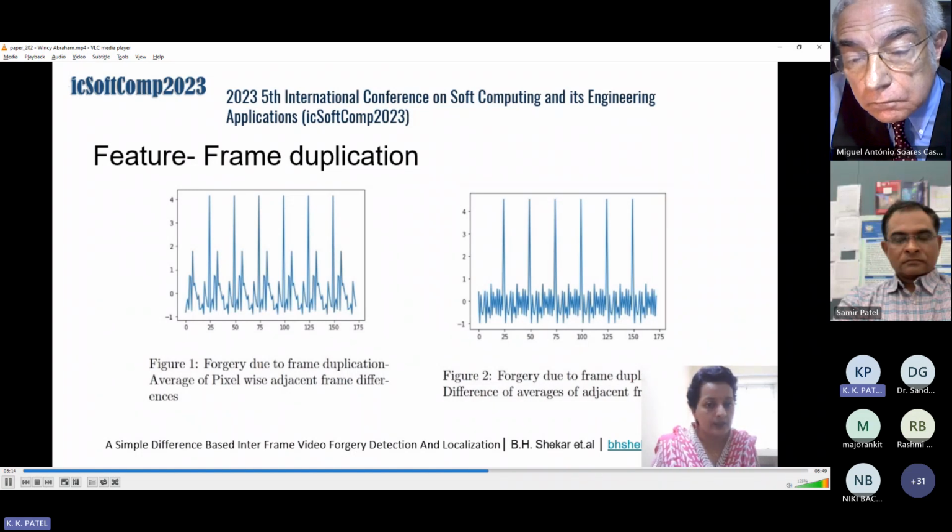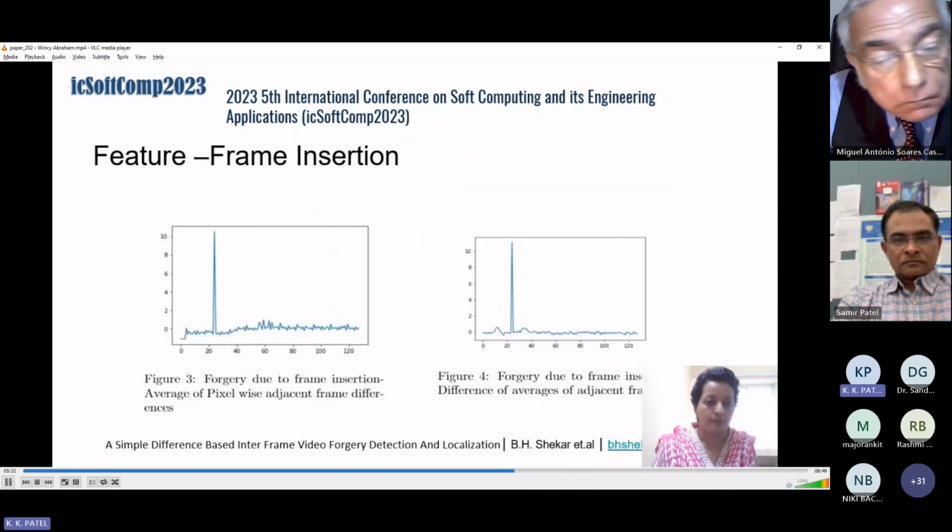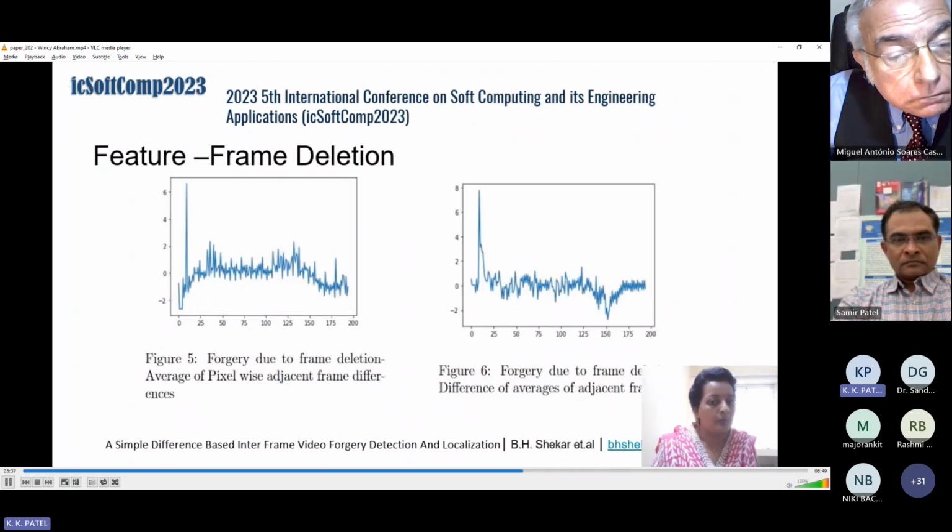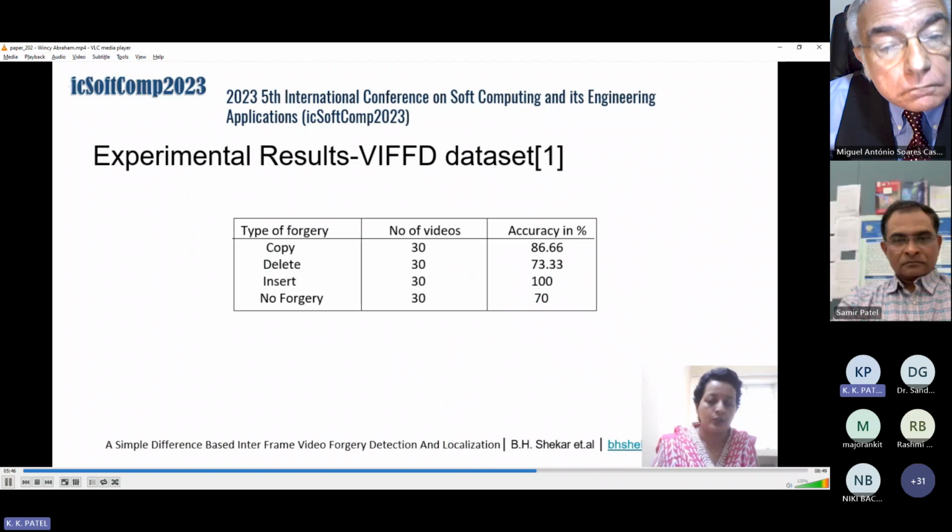Like this you can see that there are spikes occurring in the differences for frame insertion and frame deletion. These spikes appear because the usual smooth pattern is disturbed when there is forgery. See here, this is the case with frame insertion and frame deletion. When there is a spike, we confirm that there is a forgery. In all the videos, some spikes may not be visible easily. That's why we use two differences.